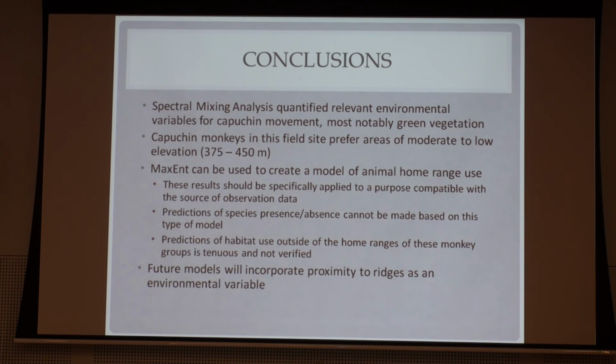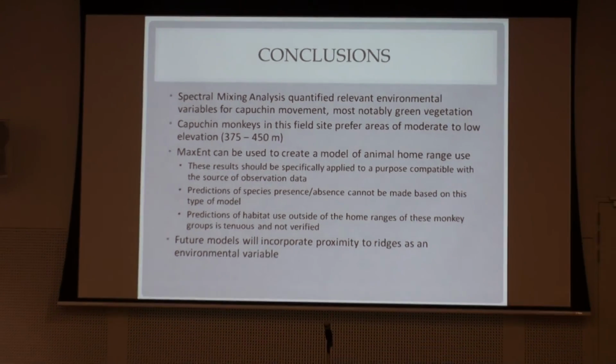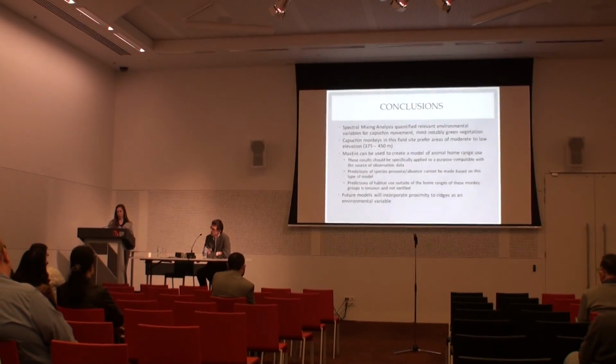However, we believe that these results should be specifically applied to the purpose compatible with the source of our data. Our data was directly coming from observations from following the monkeys and from this particular group of monkeys. We don't think that this could be extrapolated directly to another group of monkeys or to another area of the world. And in fact, that's not the purpose of our work. Right now, what we're working on doing is to be able to model their movement within their home range. And so this probability model gives us an estimate of how likely they are to be anywhere in their home range. So expanding it beyond their home range is not really of our interest right now.